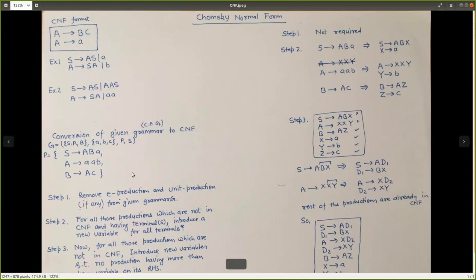What would we do? All those productions which are not in CNF and have a terminal on the right hand side. This one qualifies, this one qualifies, and this also qualifies. That means we would treat all three productions in step two. Now what is the treatment? We convert each and every terminal to some new variable. So what would we do?